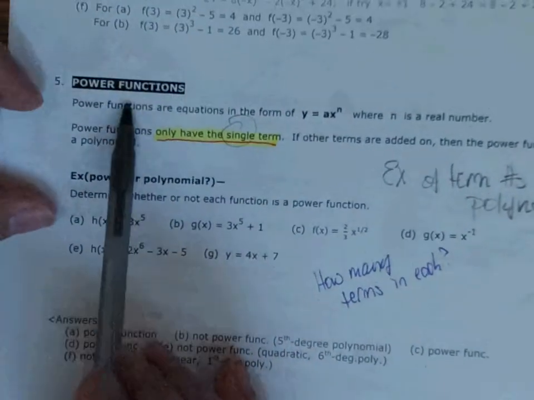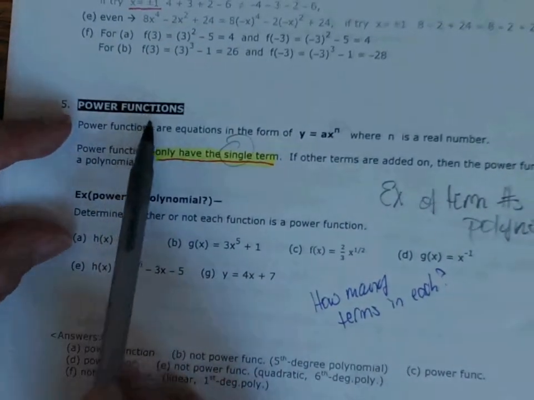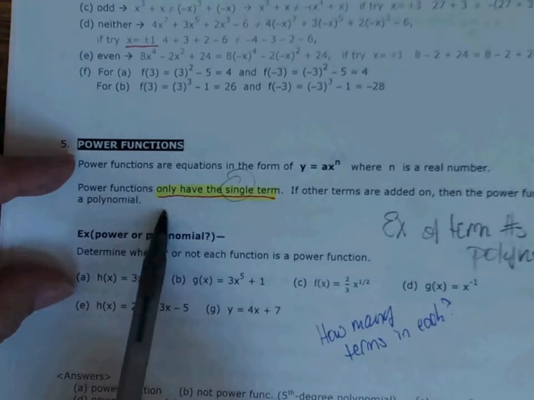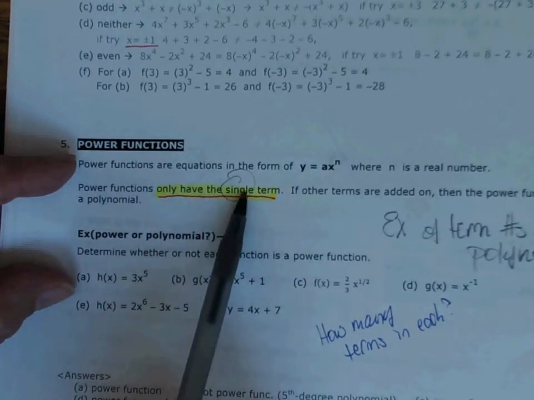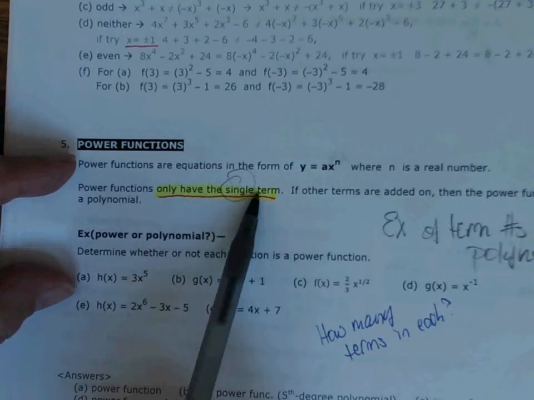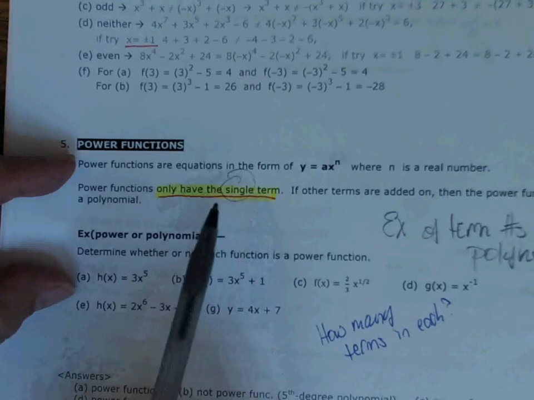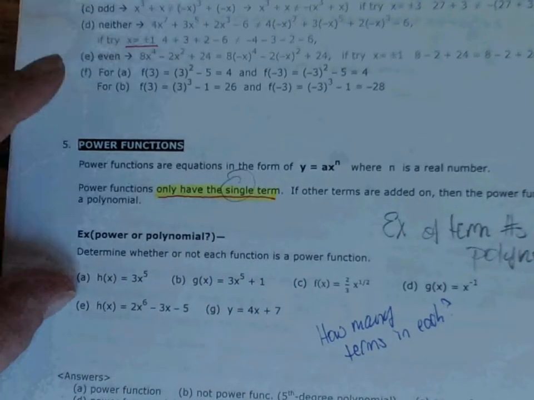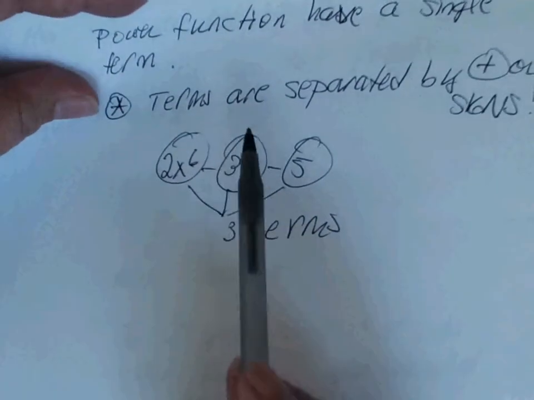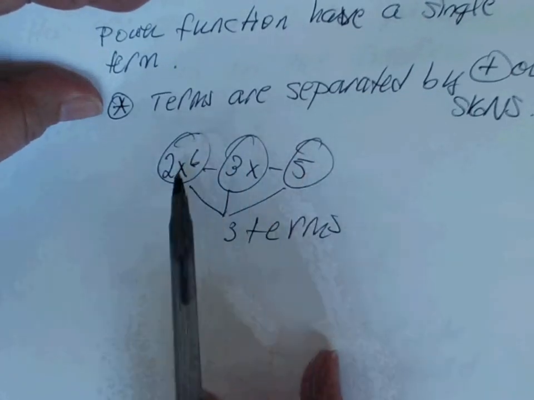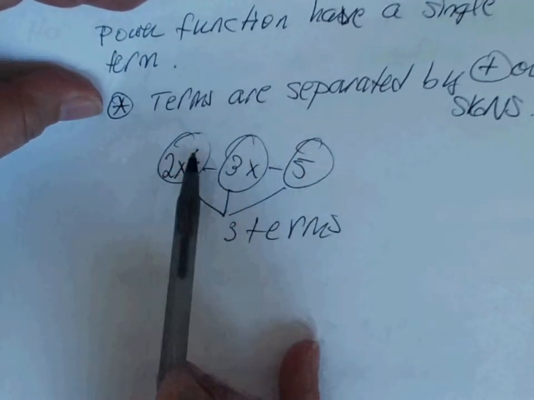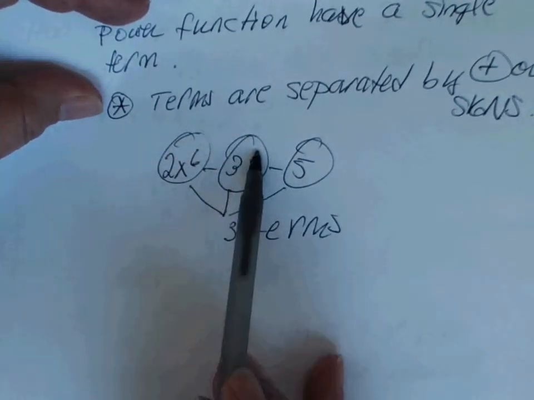Okay, power functions. You have to know what a power function is. A power function in shortcut only has a single term. Now that should be easy if you know what a term is. What is a term? Terms are separated by plus and minus signs. So if you have this, 2x to the 6 minus 3x minus 5, here are the minus signs. One term, a second term, a third term.